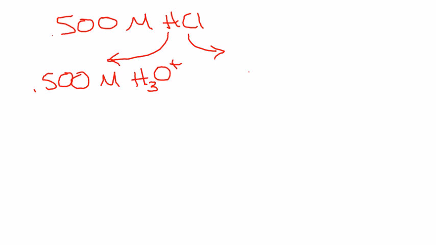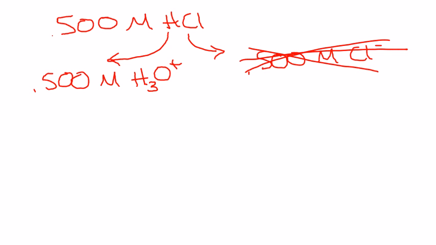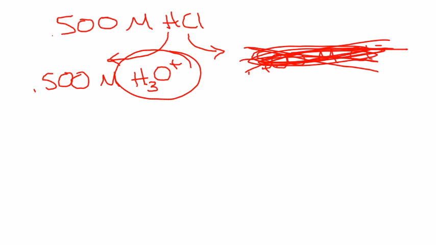So that means, once again, that we're going to get 0.500 molar H3O plus and 0.500 molar Cl minus. Now, we're not really worried about that at all. It doesn't really do us any good to talk about that, so we're just going to cross it off and erase it, basically. What we are worried about is this guy. We are concerned with the concentration of the hydronium ion because that's going to help us to find the pH.